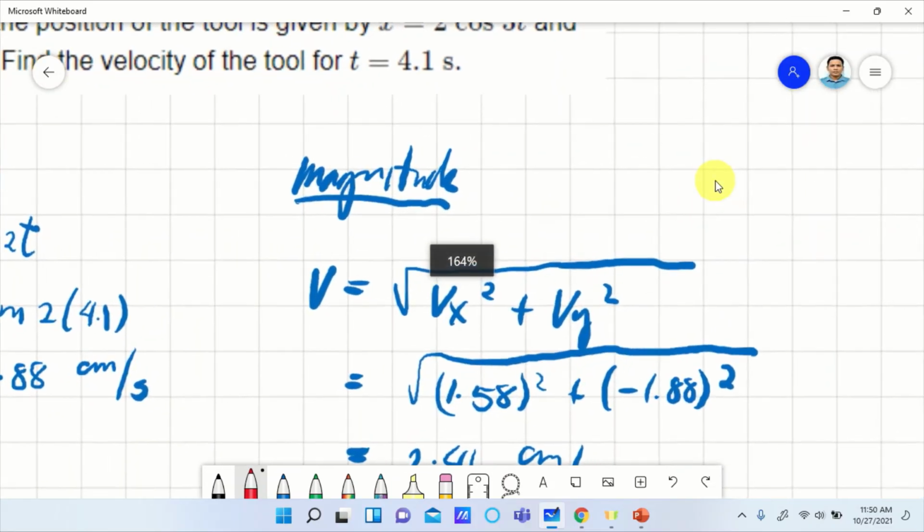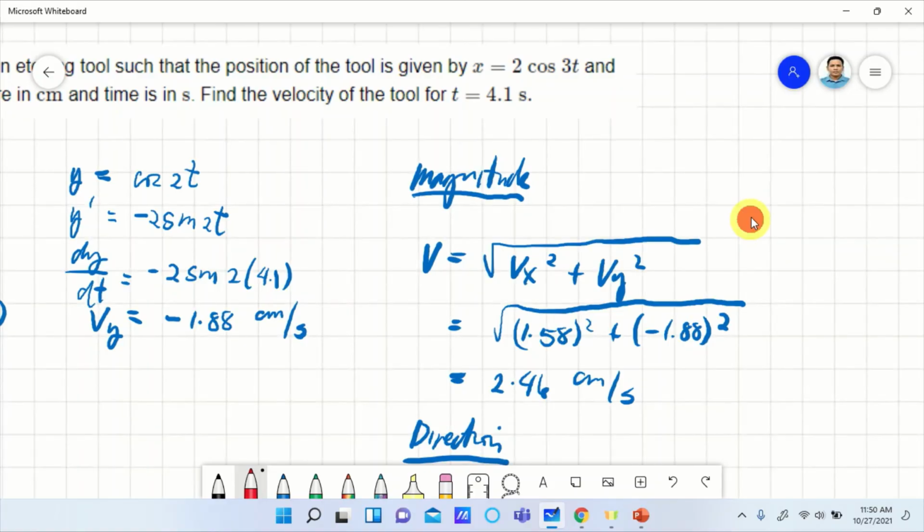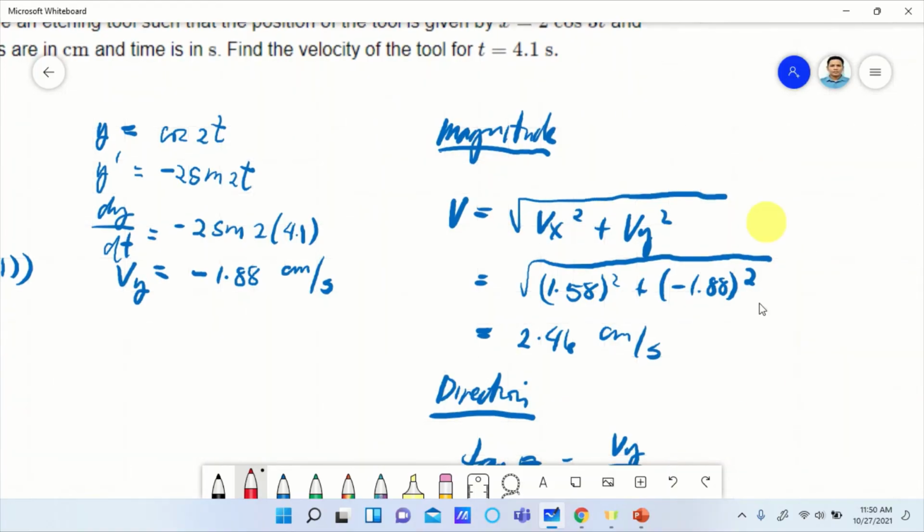And you are aware of the velocity of the object along the horizontal axis, that's 1.58 squared, and the velocity of the object along the vertical axis is negative 1.88 centimeters per second squared. If you enter that in your calculator, you will arrive at the magnitude of the resultant vector, that's 2.46 centimeters per second.